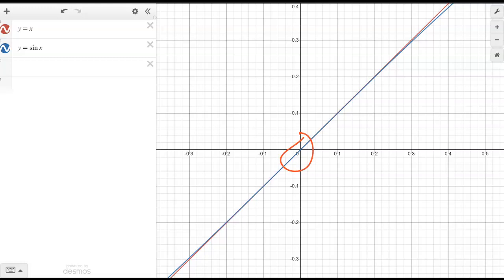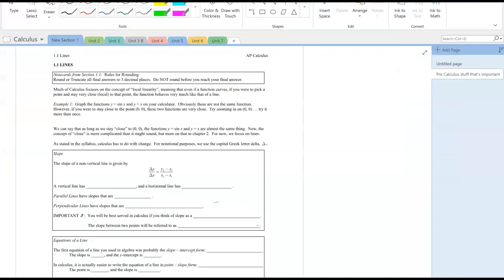So this is what it means by local linearity. At a certain point, both functions are going to look like a line at some point. No matter how curved it is, no matter how straight it is, at some point, if you zoom in close enough, it is going to look like a line. Alright, so, jumping back to the notes here. So again, getting very, very close to a function will give you a line.